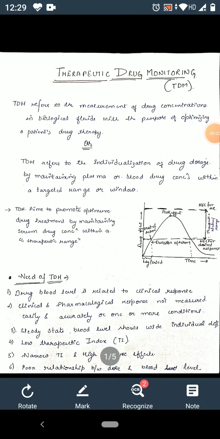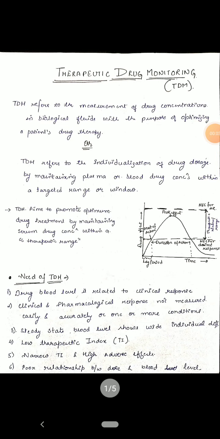Hello students. Today's topic is therapeutic drug monitoring. Therapeutic drug monitoring refers to the measurement of drug concentrations in the biological fluids with the purpose of optimizing a patient's drug therapy. Or we can say it refers to the individualization of drug doses by maintaining the plasma or blood drug concentration within a targeted range or a therapeutic window.